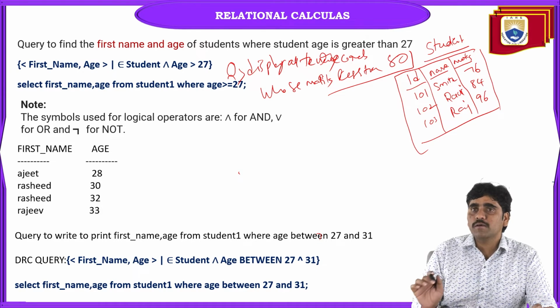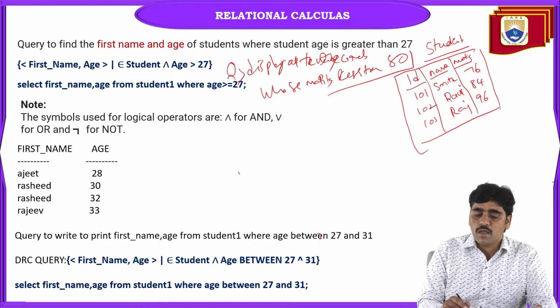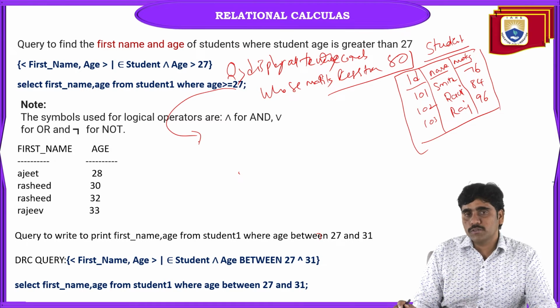I want to display the marks of the student who is having less than 80. I want to display ID, name and marks of that student. So I have to write the query in procedural way.